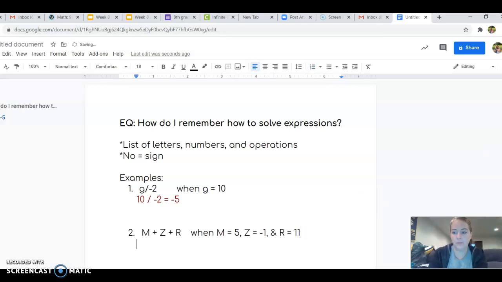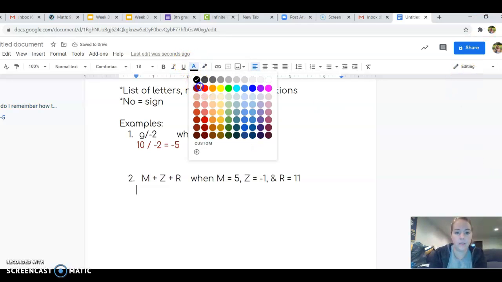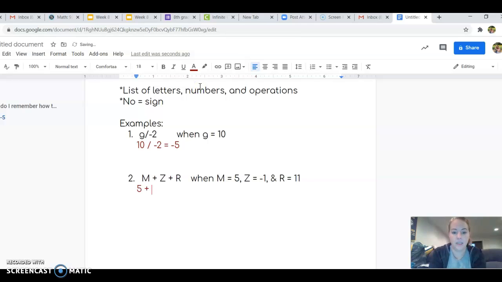For number 2, you have m plus z plus r when m is 5, so it would be 5 plus z, z is -1, plus r is 11. So I'm only adding, so you just go left to right. 5 plus -1, that's different signs, subtract. 5 minus 1 is 4. And 5 is bigger, so it stays positive. 5 plus -1 is 4, plus 11 is 15.